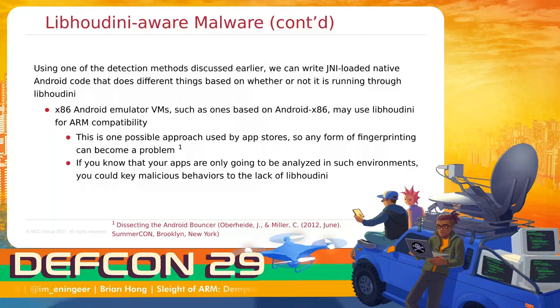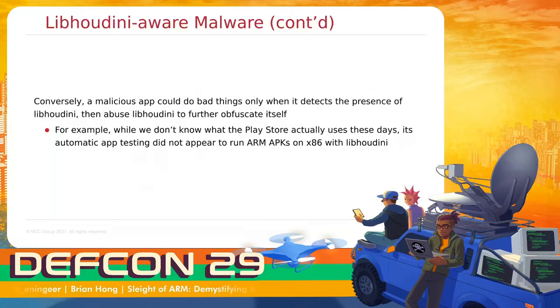So what about the other way around? We could also perform malicious actions only when Houdini is present, abusing the knowledge of its inner workings to further obfuscate itself. For example, we don't know what the Play Store uses nowadays, but it seems like their automatic app testing doesn't run ARM APKs on x86 with libHoudini.